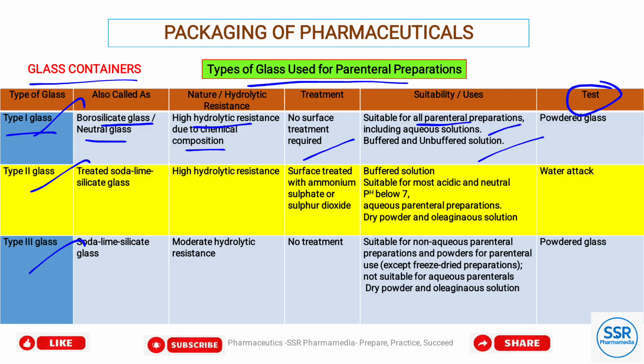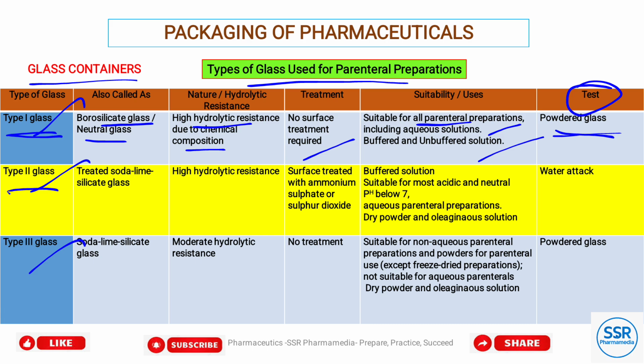For the testing of purity, the powdered glass test is to be done to check the purity of type 1 glass. So the name of the test is the powdered glass test.